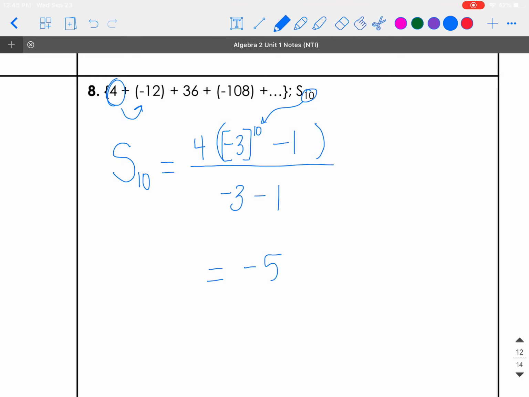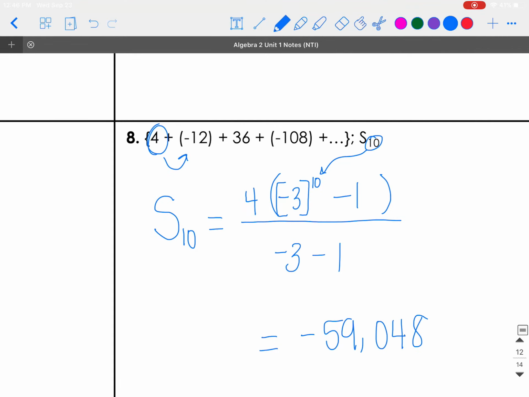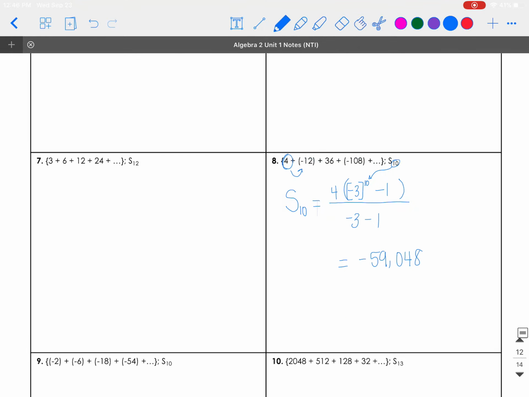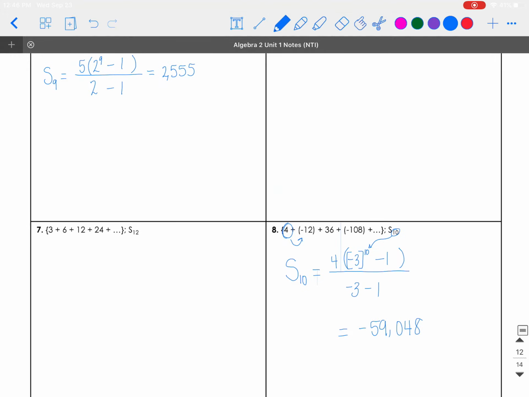And the answer you should get is -59,048. If you're not getting these answers, then you need to make a note and ask me in class, and I'll look at it and I'll see, maybe it's probably a calculator error. If you're writing it correctly, but you're getting the wrong answer, it's probably from the calculator. And so we'll work on that together if you're having trouble.